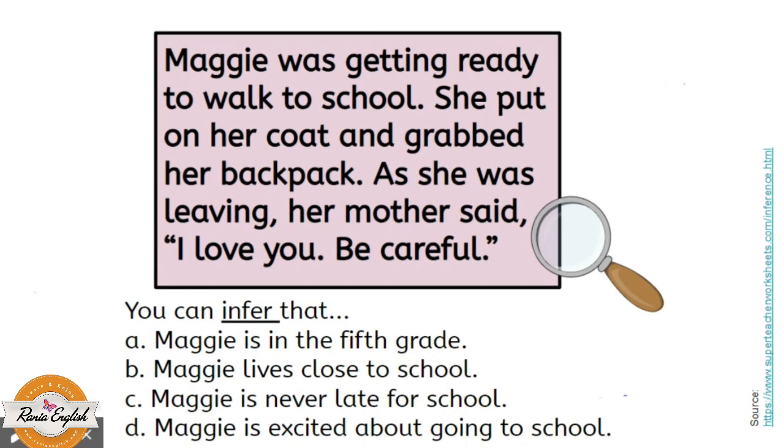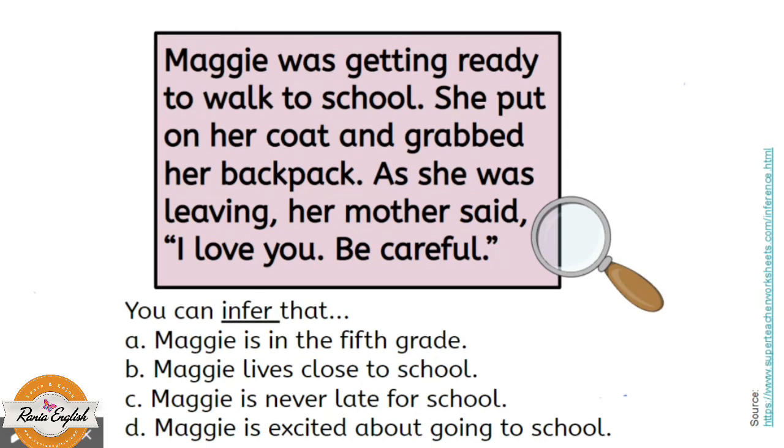Let's take a look at A. She's in the fifth grade. There's nothing here that shows us that she's in the fifth grade. So it's not the correct answer. Let's move on to B. Maggie lived close to home. What do we have here? Let's take a look at the text. How do we know that she lives close to home? Well, it says that she was ready to walk to school. If she was ready to walk to school, it means that she lives close to her school.